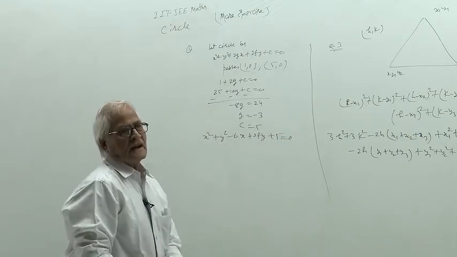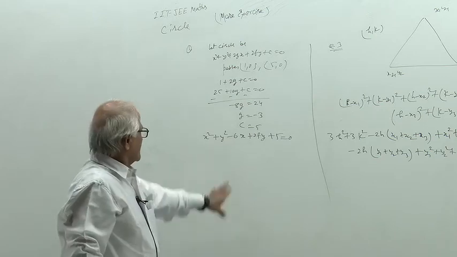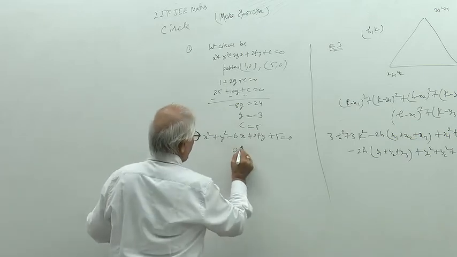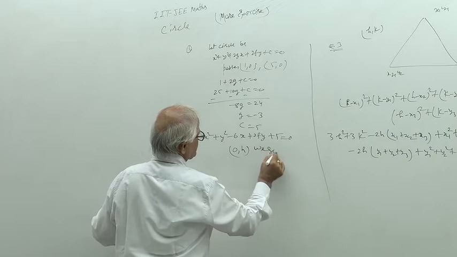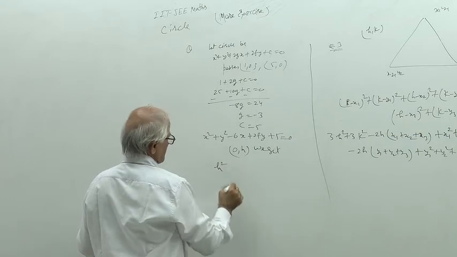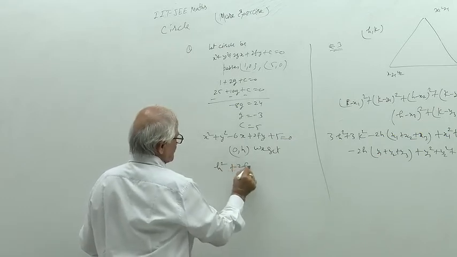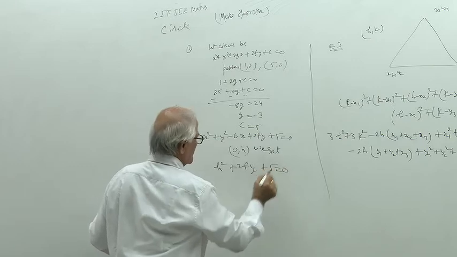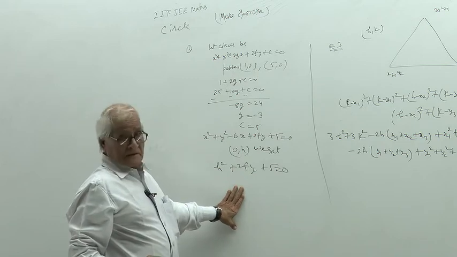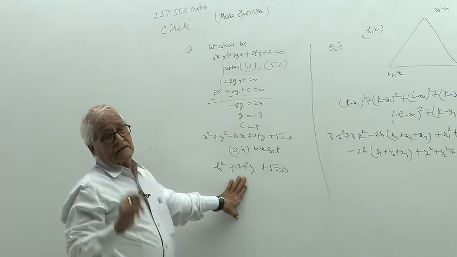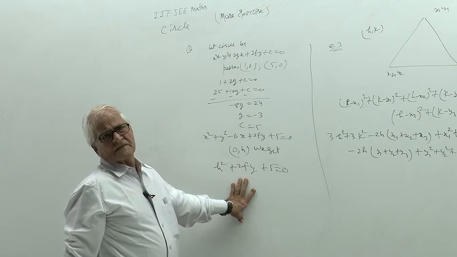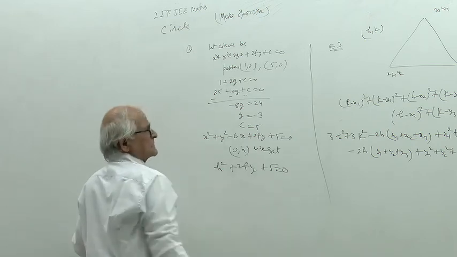Now this touches the y-axis. It means we put (0, h) in this. What we get? Put (0, h). We get x is 0, we have h square plus 2fh plus 5 is equal to 0. Now this touches the y-axis. He said the angle ACB is maximum. It means this gives the identical roots of h. This will go because it touches.